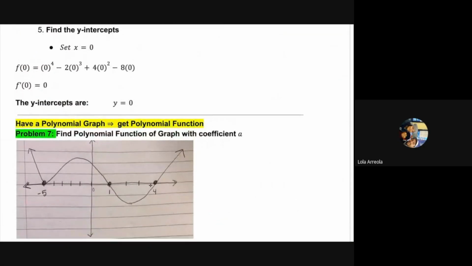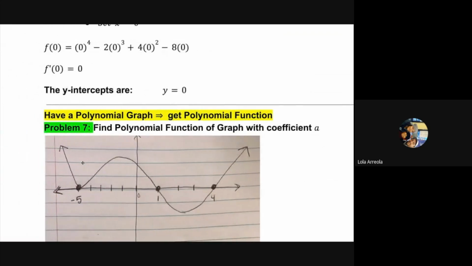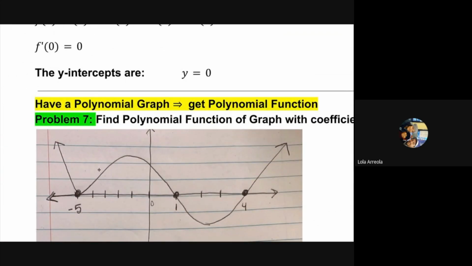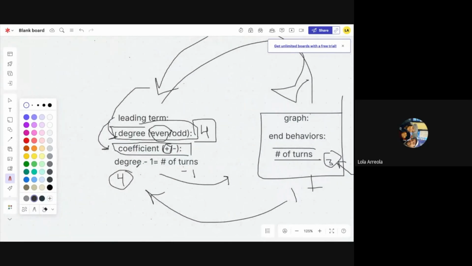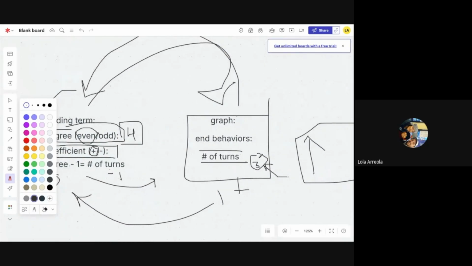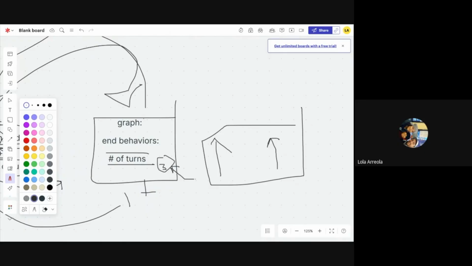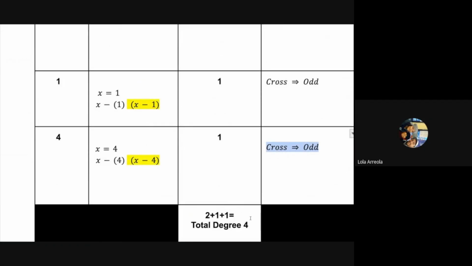Now, what is my total degree? How did I know my total degree was 4? Well, we determined that we have how many turns? 1 turn, 2 turns, 3 turns. Degree minus 1 is equal to the number of turns. If I know the turns first and I want to solve for degree, then I just add 1. So the number of turns plus 1 gives me the degree. Degree minus 1 gives me the number of turns. But since we're going this way, because we have the graph first, we look at the end behaviors. That's how we know the degree is 4. Because I have 3 turns, 3 plus 1 is 4. So my degree adds up to 4.